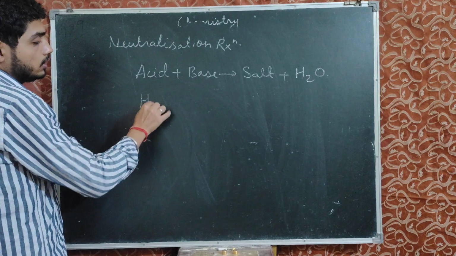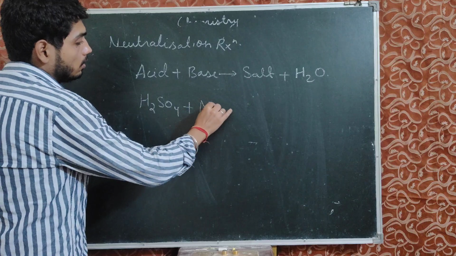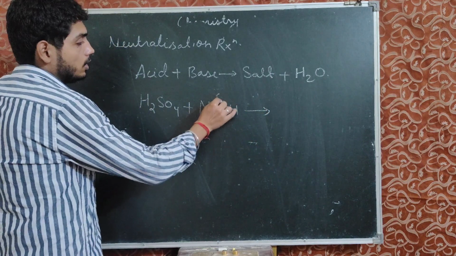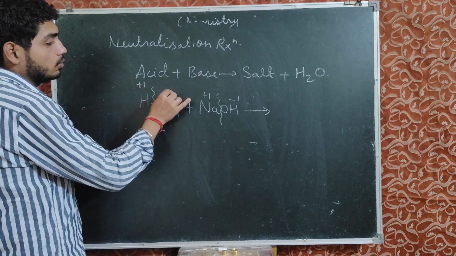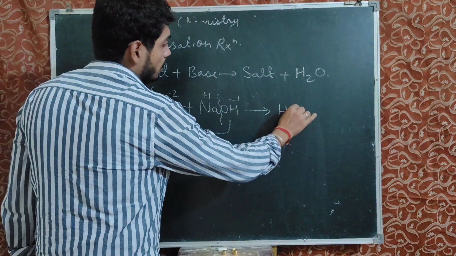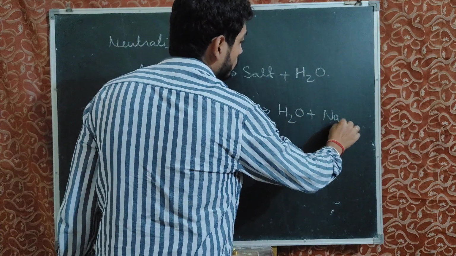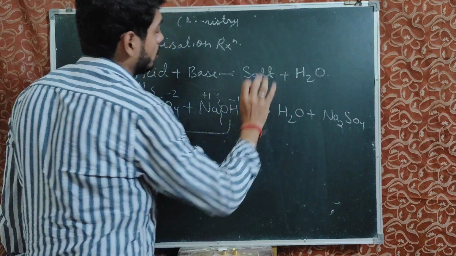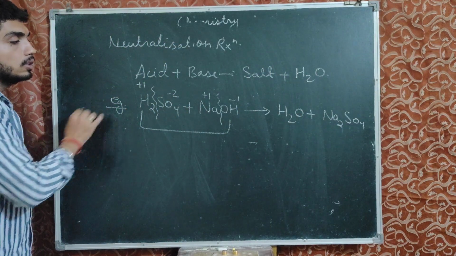What is an acid? An acid is H2SO4, plus a base, let us take caustic soda, NaOH. Okay. NaOH will dissociate into Na plus and hydroxide ion. H2SO4 will dissociate into H plus and SO4 2 minus. What is the result? H plus and OH minus give H2O. Na will be attracted towards the sulfate, so Na2SO4. So acid plus base is salt plus water. You can explain and give an example like this. Is it clear?